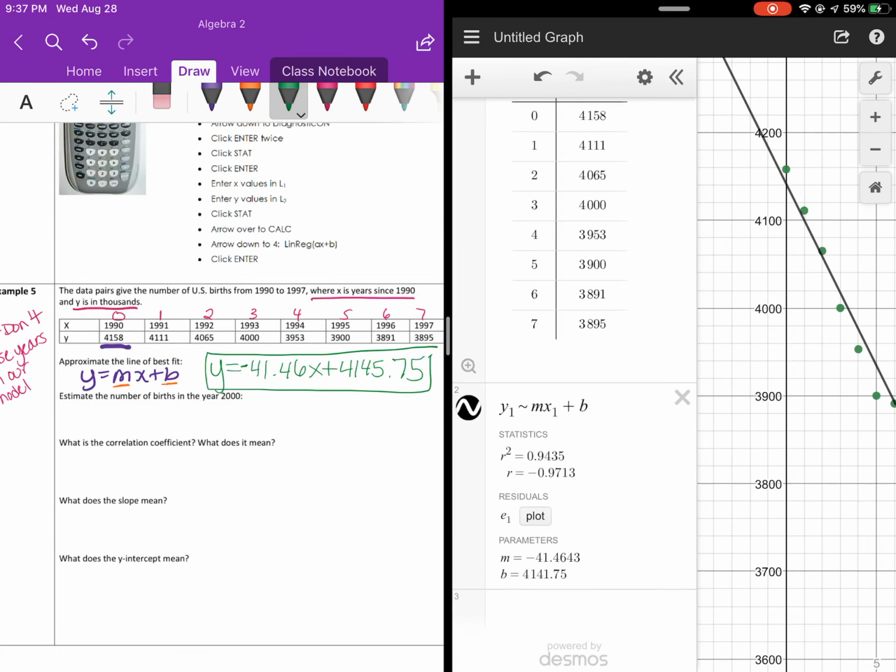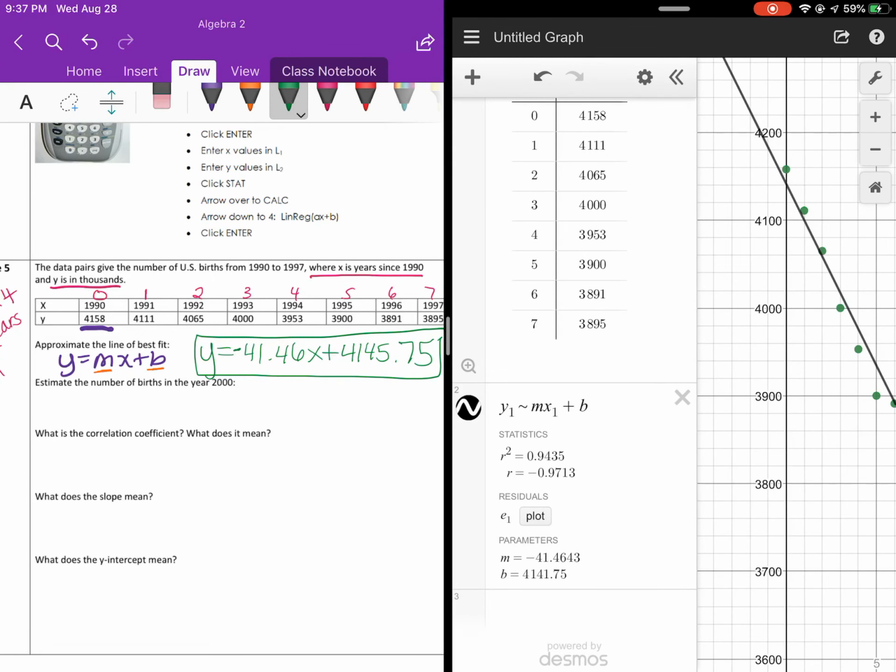Now I can use that to make predictions. I want to estimate the number of births in the year 2000. Well, remember that X was your year and Y was your number of births in thousands. So really this is saying estimate Y given the year 2000 as X. So it wants me to plug in an X and solve for Y. X is the number of years since 1990. So 2000 is 10 years since 1990. So I'm going to plug in 10 here.